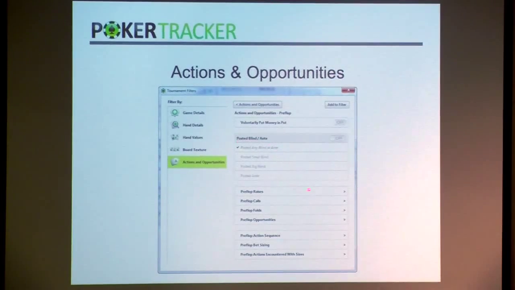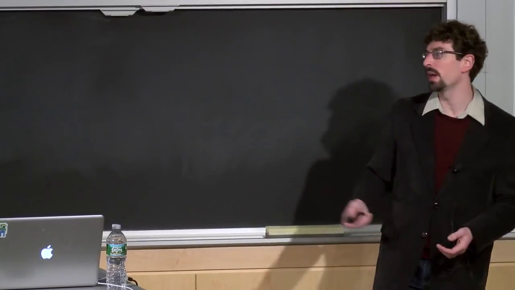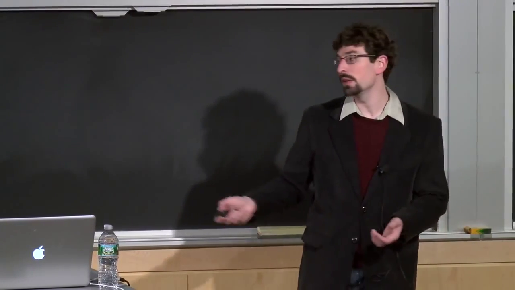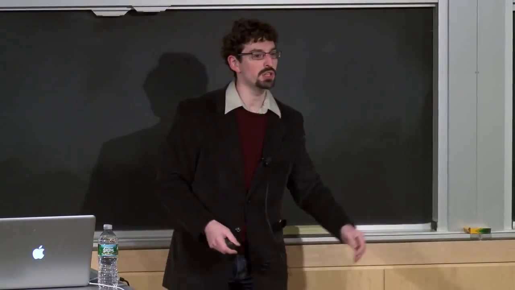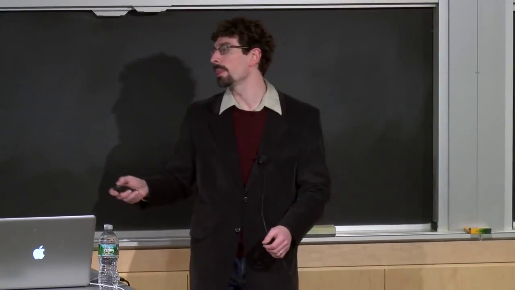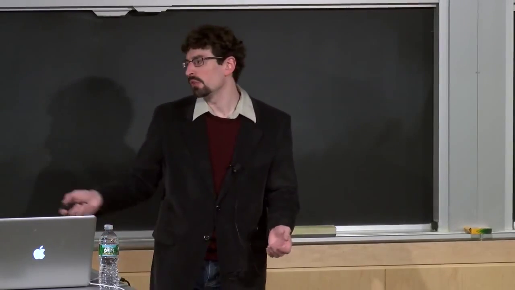Posted blinds, raises, calls, folds, opportunities, all of these are here to let you filter for times you made a 3-bet, times you faced a 3-bet, times you folded to a 3-bet, times you had a chance to face an all-in, that would be in opportunities. Action sequence is your specific action. So your first action is raising, your second action is call. Let's bring those up. Bet sizing, I want to look at times I made a 3 big blind open raise. We can bring those up.